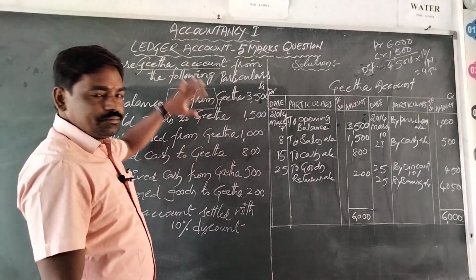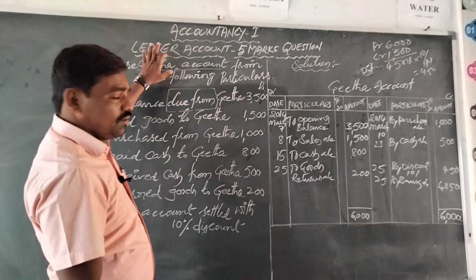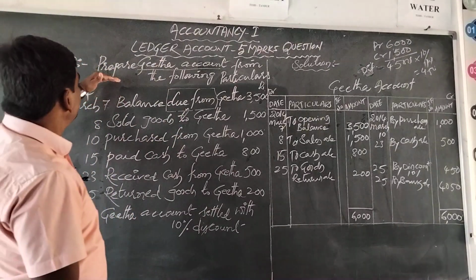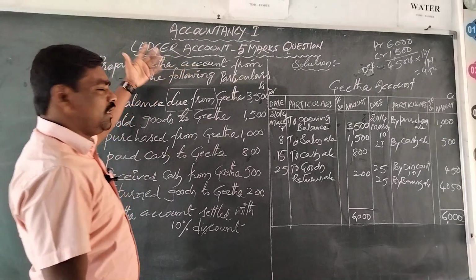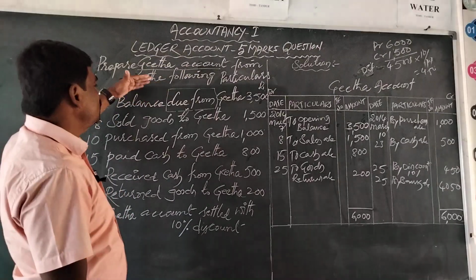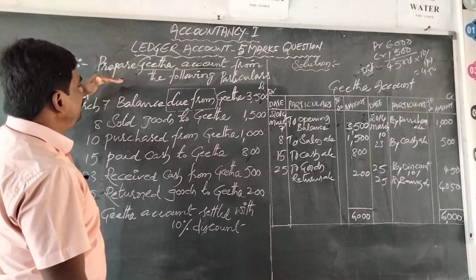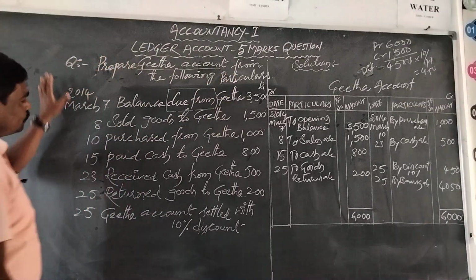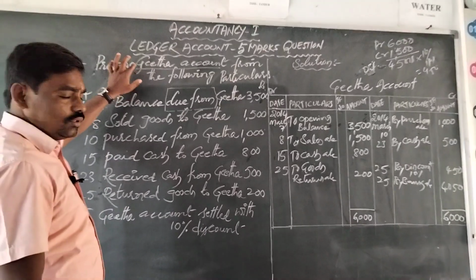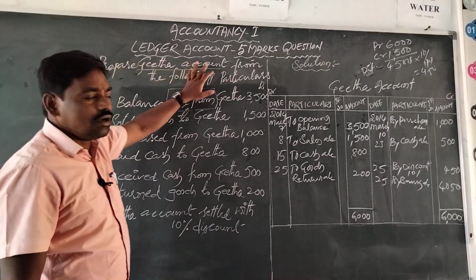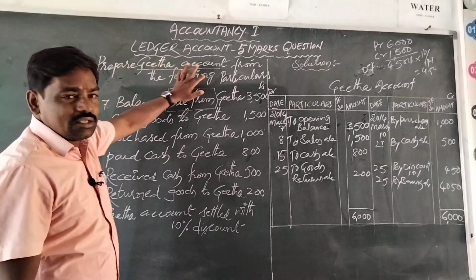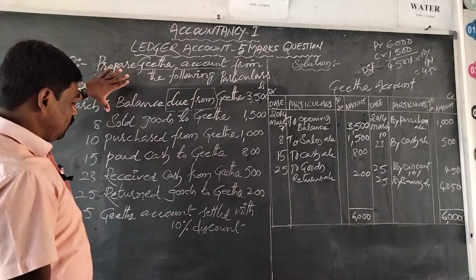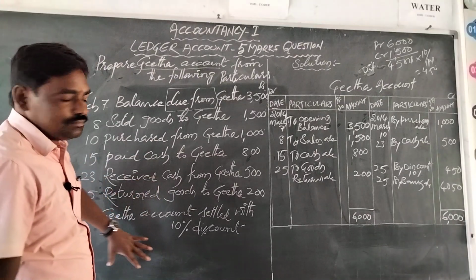The problem will come for 5 marks in the annual examination, in the chapter ledger account. The question will come like this: prepare Geeta account. Any person or any account may be given in the annual examination. It is one of the example problems. Prepare Geeta account from the following particulars. So here you are asked to prepare Geeta account, and Geeta related transactions will be given in the problem.